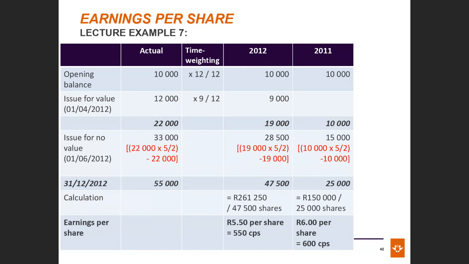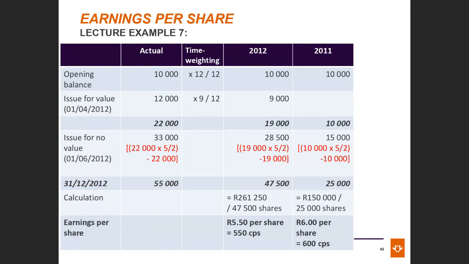So in the prior year, we are going to calculate our issue for no value by taking the number of shares just before the issue for no value, which was 10,000 shares, and we're going to multiply it by 5 divided by 2 because it was a share split of 5 shares for every 2 shares held. And then that will give us a total of 25,000. But obviously, we want to calculate the issue for no value, so we will subtract the opening balance of 10,000.